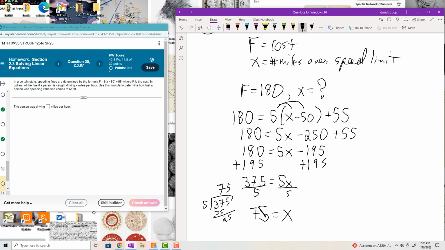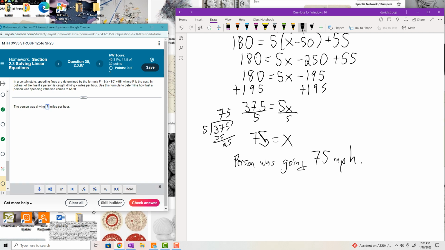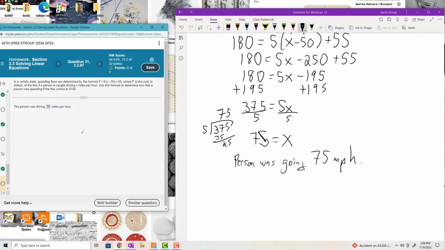Let me figure out what x is supposed to be. No, sorry, I thought x was supposed to be the number of miles over the speed limit. It's not, it's just your speed. That person was cruising. All right, so this person was going 75 miles per hour. And you should always write up your story problem answers using English. Don't start your sentences with a number.